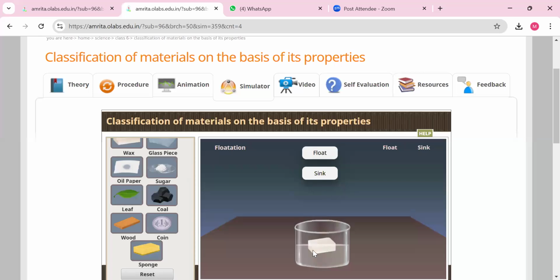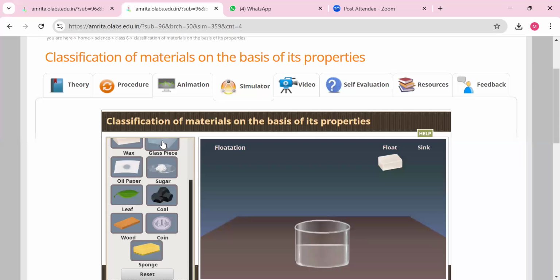Is the wax bar sinking or floating? Which one is right? It is floating or sinking? Yes, this is floating, because this is a weightless material. Next, I am taking a glass piece. Wax is a solid material, and the glass piece is also a solid material, but their characteristics differ. Is it sinking or floating? Yes, it is sinking.